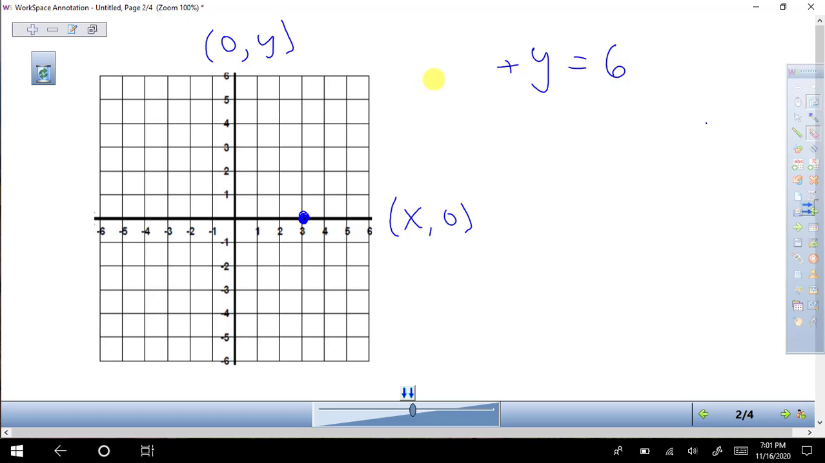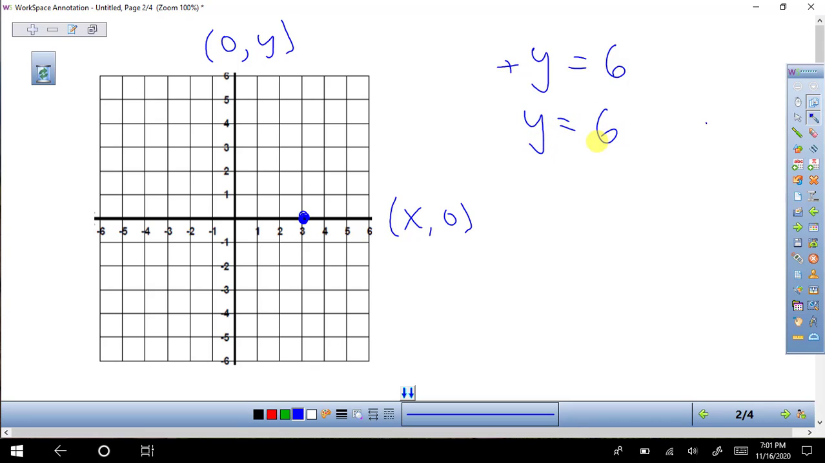And now I'm left to solve the equation y equals 6. Well, there's not really much to do. It's really already solved, right? Y is equal to 6. So I now have just found the y-intercept. And again, I just need those 2 points to graph it. So now I can draw my line through those 2 points.